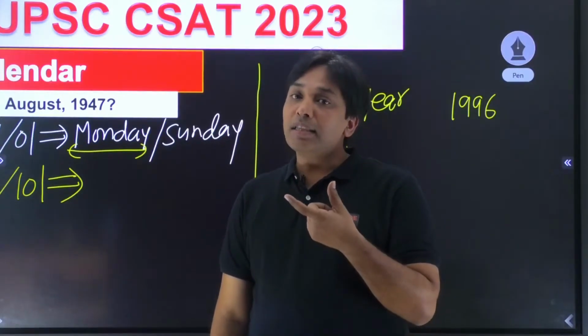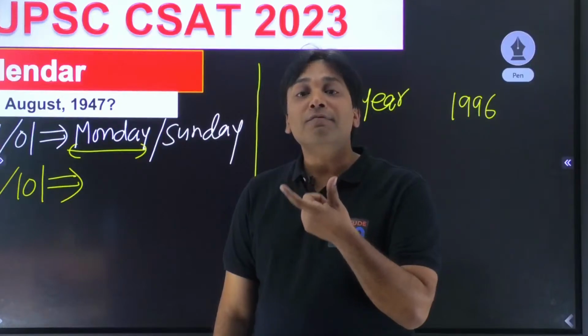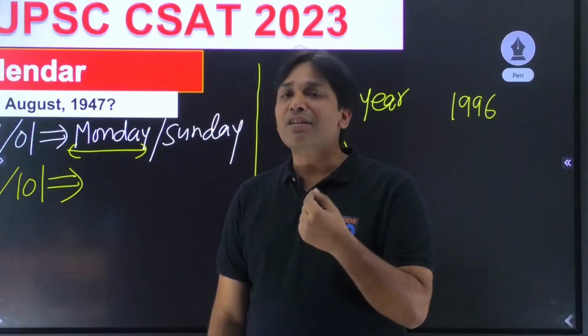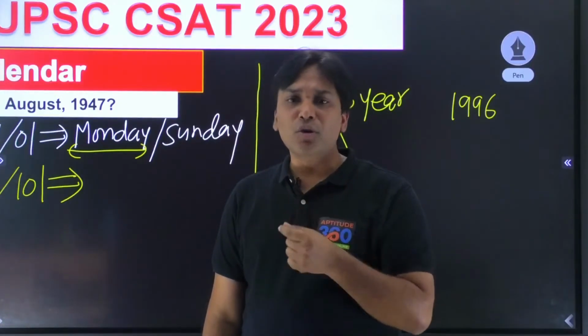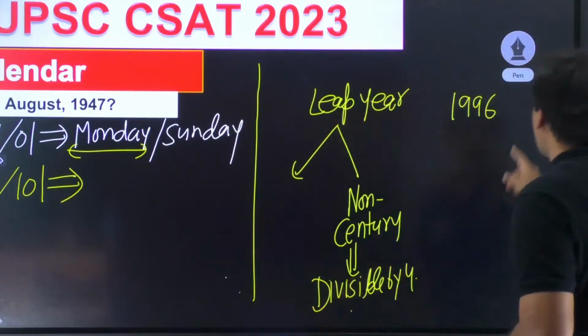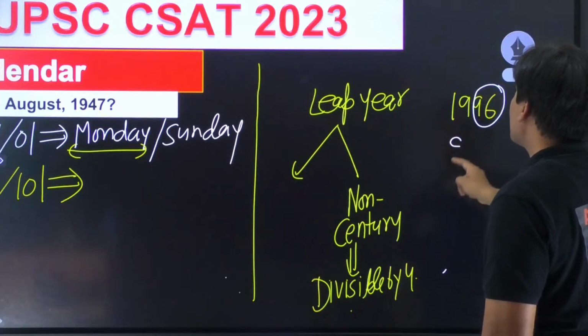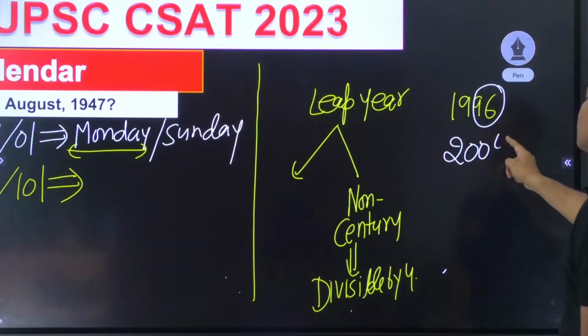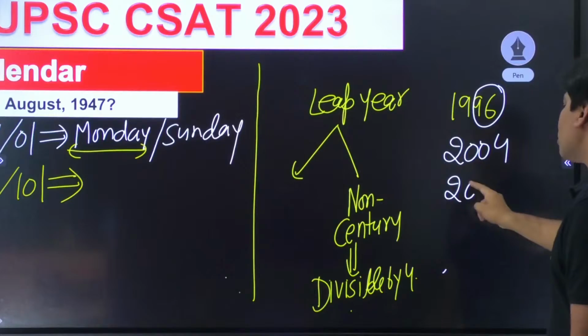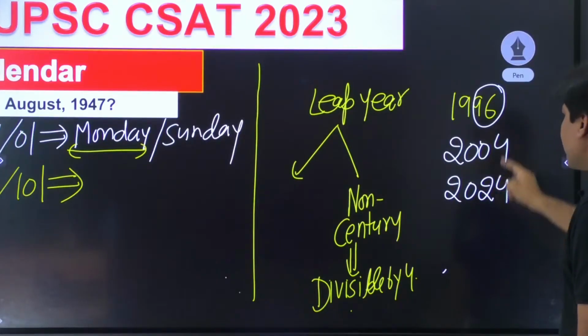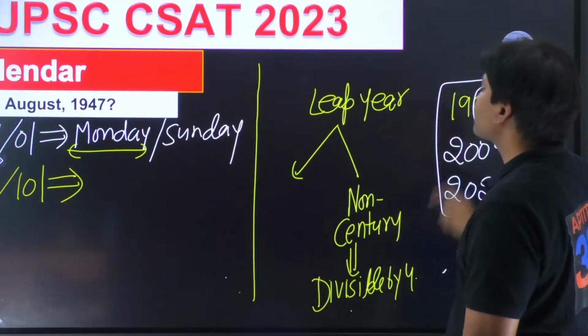Because 1996, आप क्या चेक करोगे? 4 की divisibility चेक करोगे. Last 2 digits must be divisible by 4, and then your year is going to be divisible, right? So I'm talking about this one. 2004, is it a leap year? 2024, is it a leap year? All of them are going to be leap years.